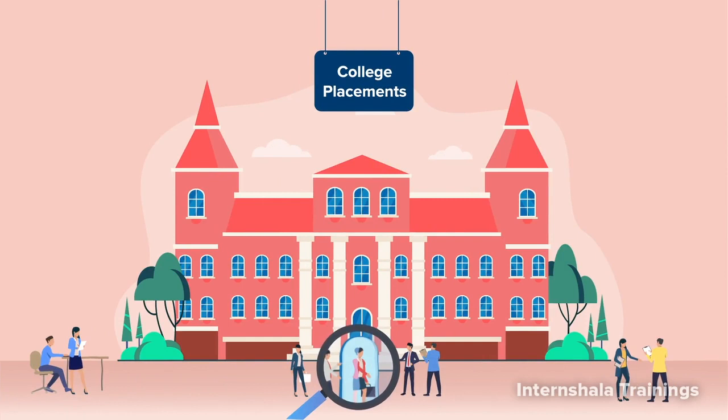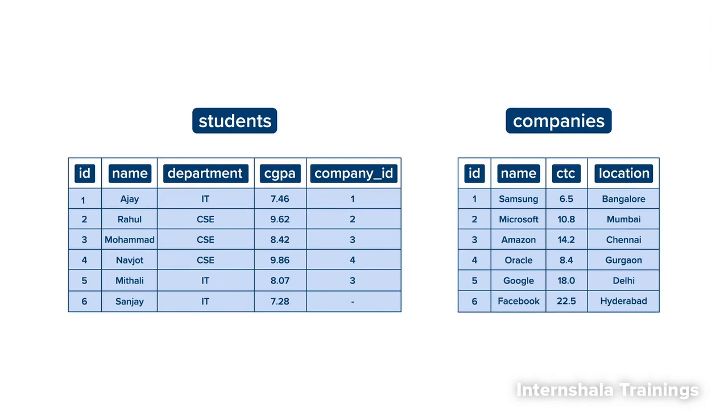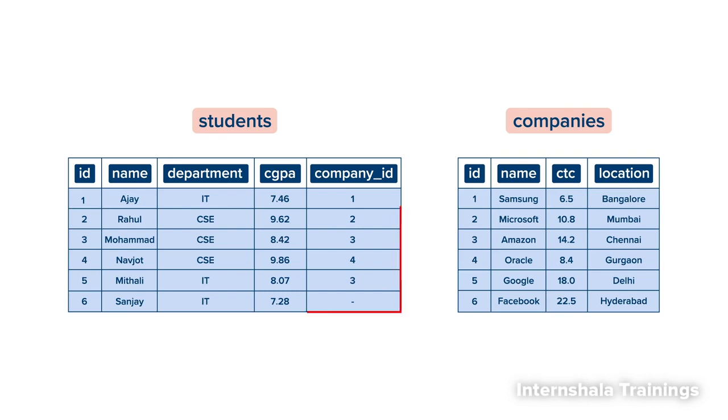Let us understand them one by one using the placement information example. Here, we have two tables, students and companies. The students table stores a list of all the students studying in the college, and the companies table stores a list of all the companies that have come to college for hiring. The students table also stores the company_ID, denoting where the student has got placed. If the student is not yet placed anywhere, the company_ID will remain null.